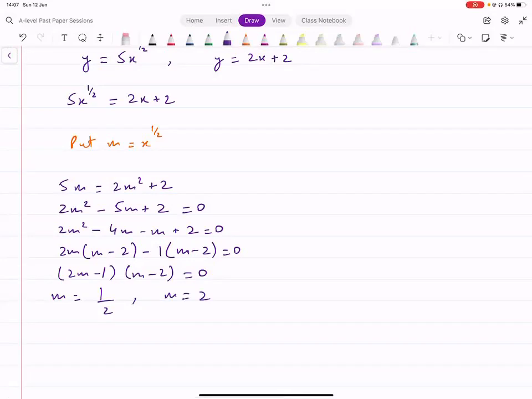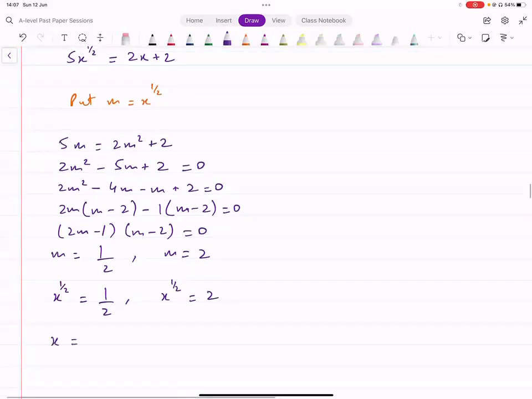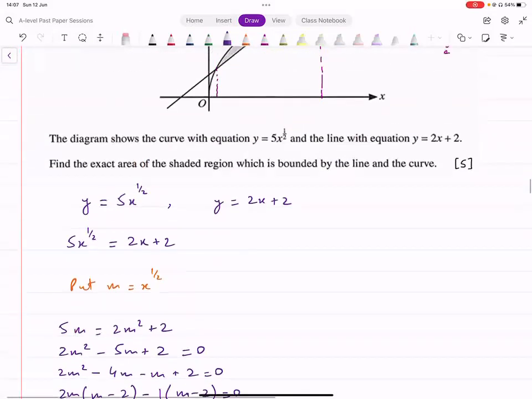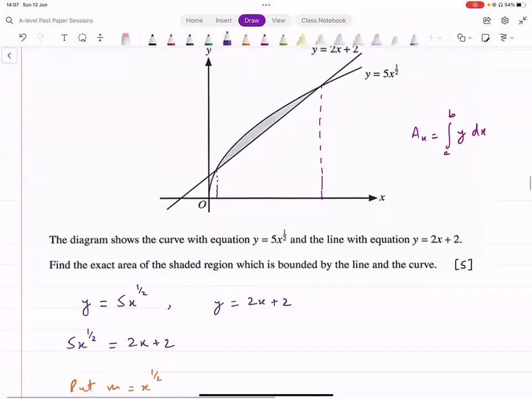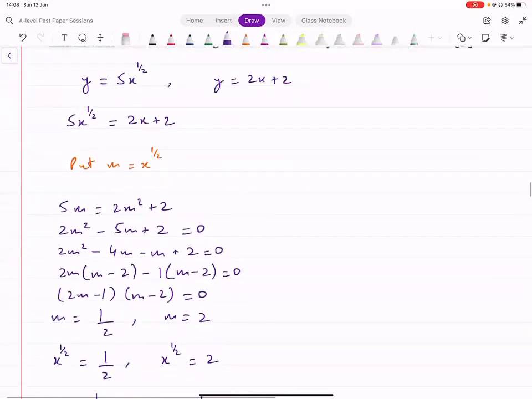Okay, we've got two values of m, but now we replace that back. We have x raised to power 1/2 equals 1/2, or x raised to power 1/2 equals 2. Okay, so we square both sides. We have x equals 1/4, or we've got x equals 4. So these are the limits that we have here. Limits for the integral that we're going to use there. This is 1/4 and this is 4. All right, so that's the first thing that we had to do here. We had to find the limits.